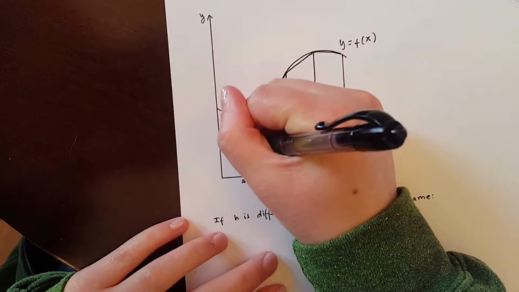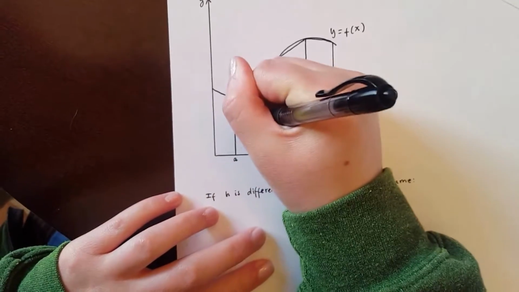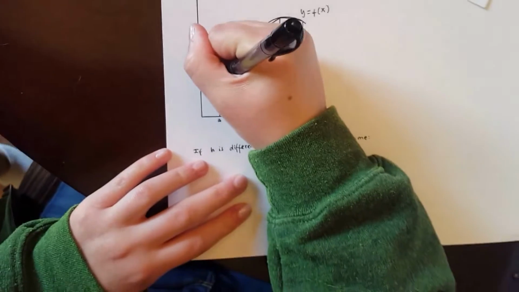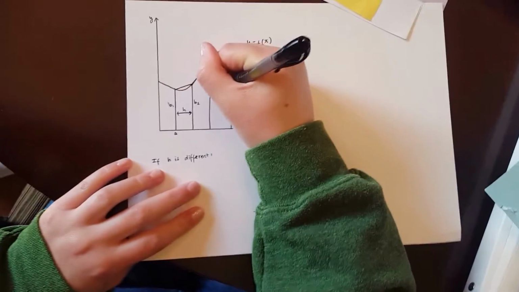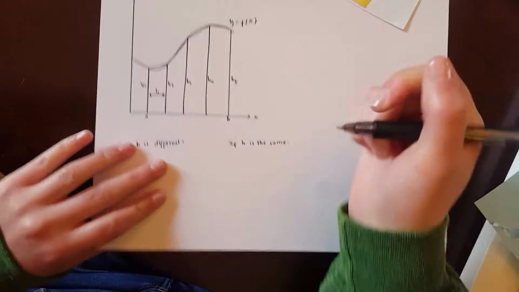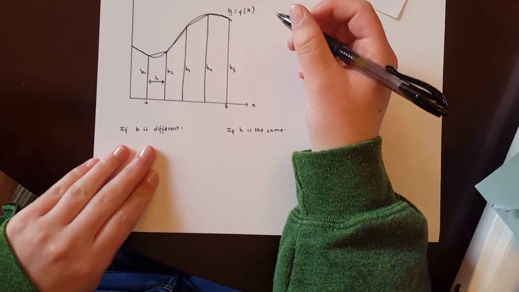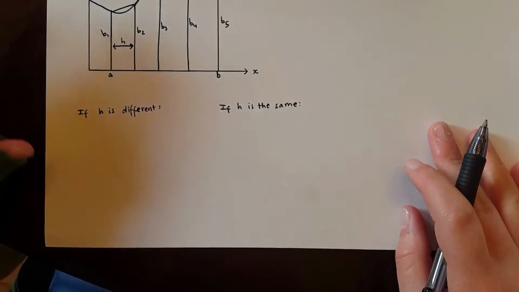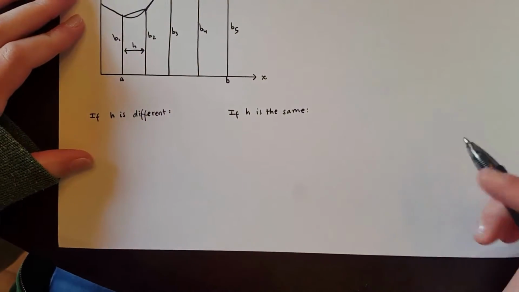So this is your height, and then you have all of your bases. So B1, B2, B3, B4, and B5. So you can pause it now. So what you're going to do is find the area of each trapezoid.